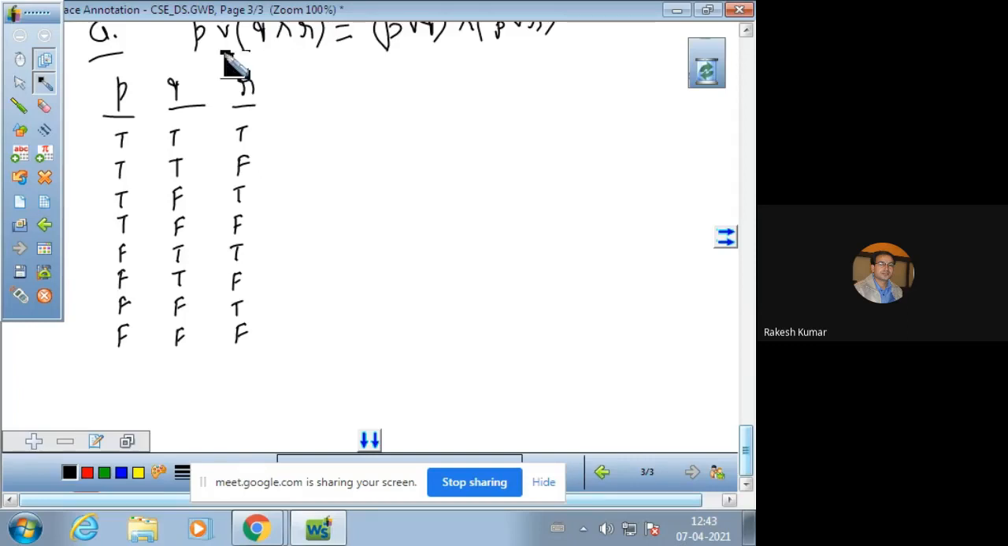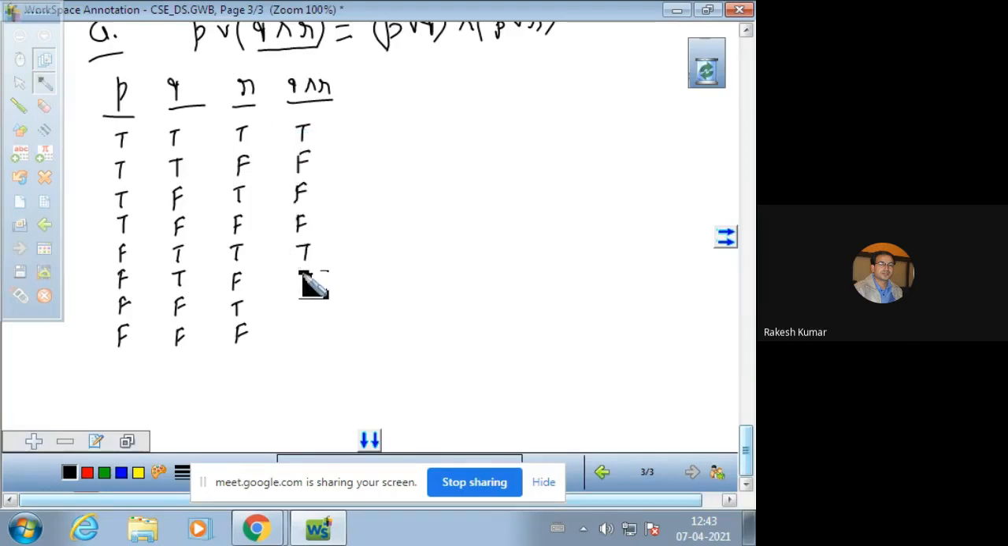Now we try to justify the left hand side first. In the left hand side we require Q conjunction R, and Q conjunction R means when both are true, it will be true, and false otherwise. In this case it is true, so it will give you true, and otherwise all values will be false.